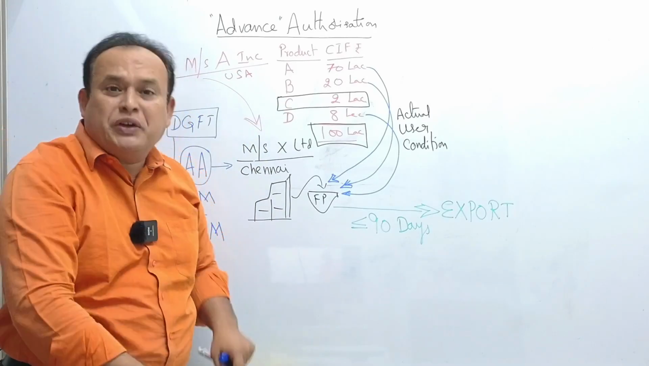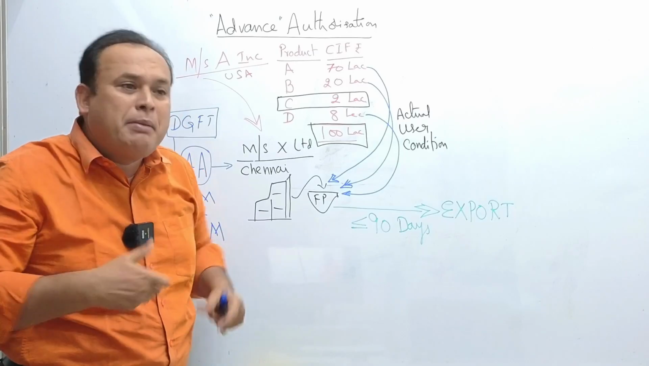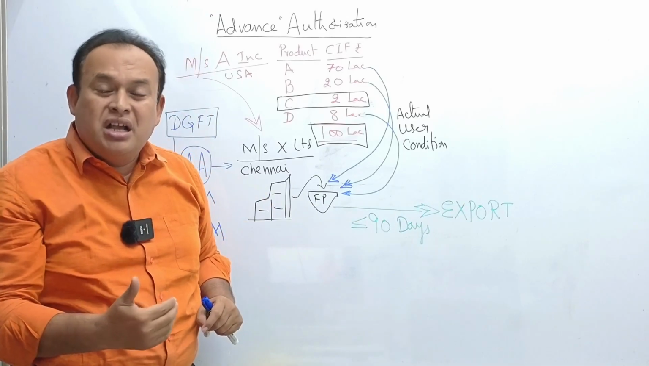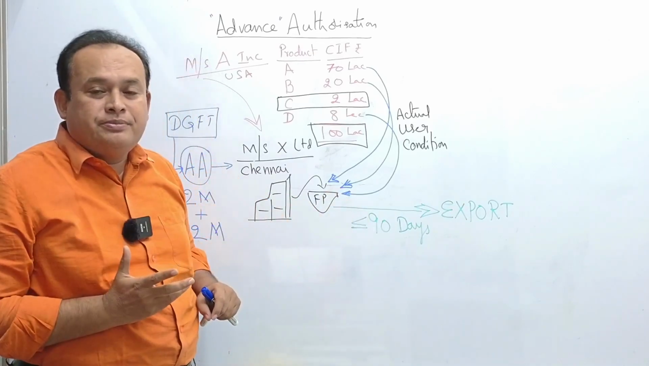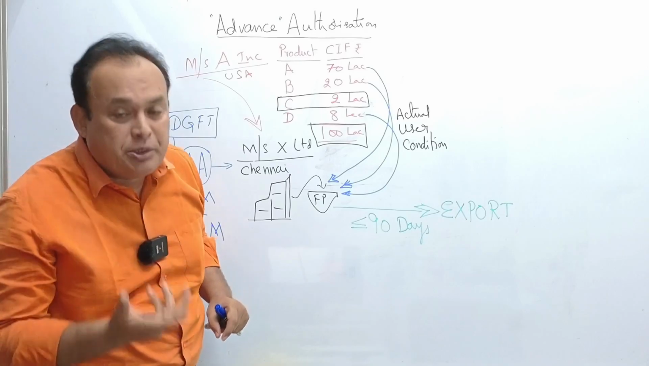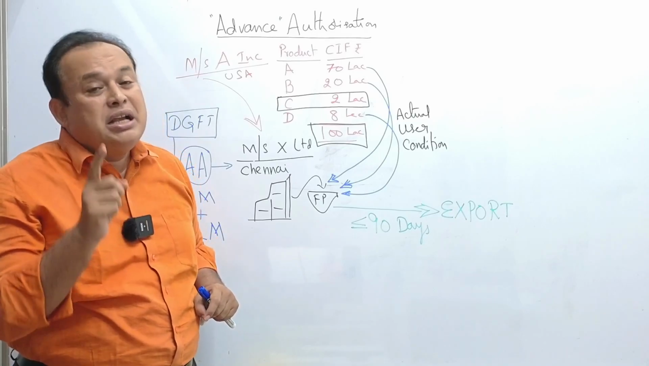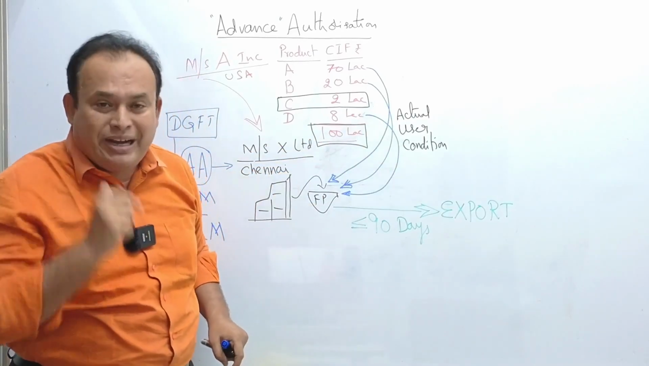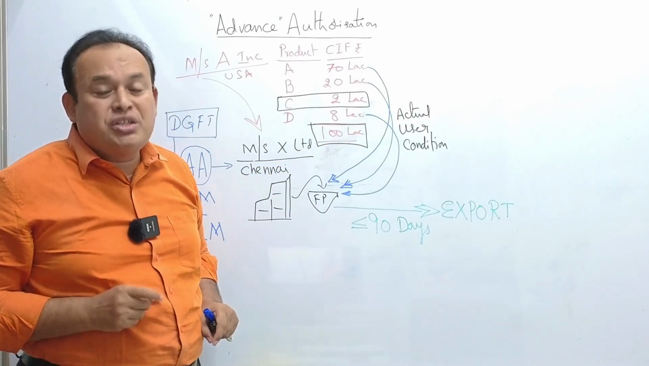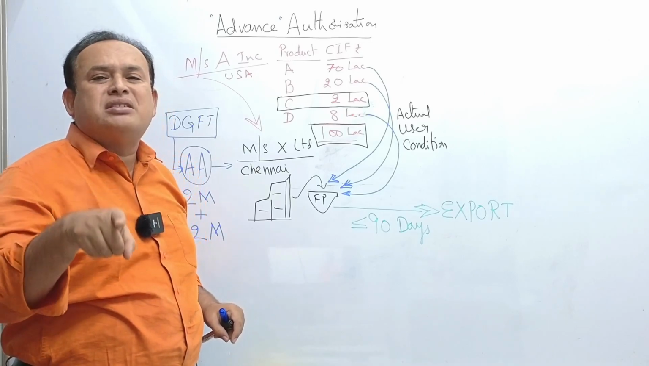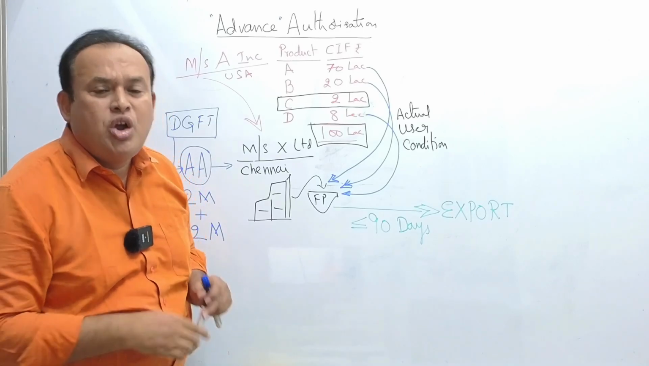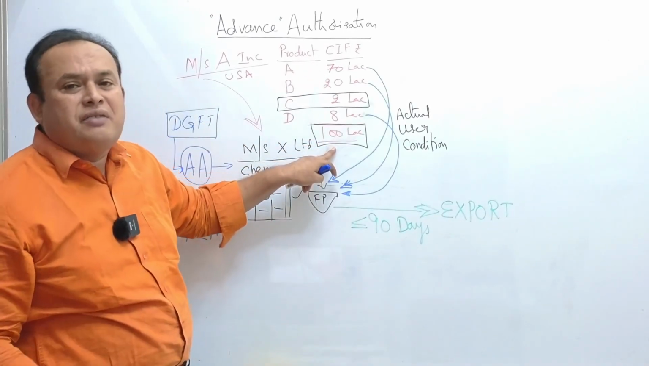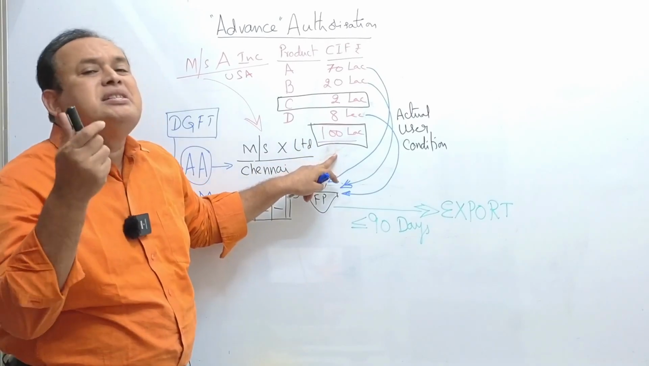If I use it for manufacture, the kick rod becomes a bumper rod, no use. Therefore, what I imported and am exporting as such along with my finished product, is that permissible under the actual user condition? Yes, permissible, provided such value of goods should not exceed 10% of the CIF value of import. What is my CIF value of import? 100 lakhs. 10% of the CIF value of import, how much? 10 lakhs.